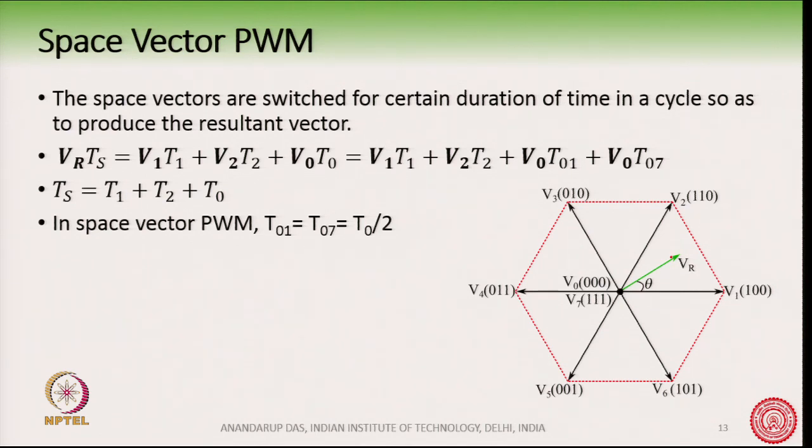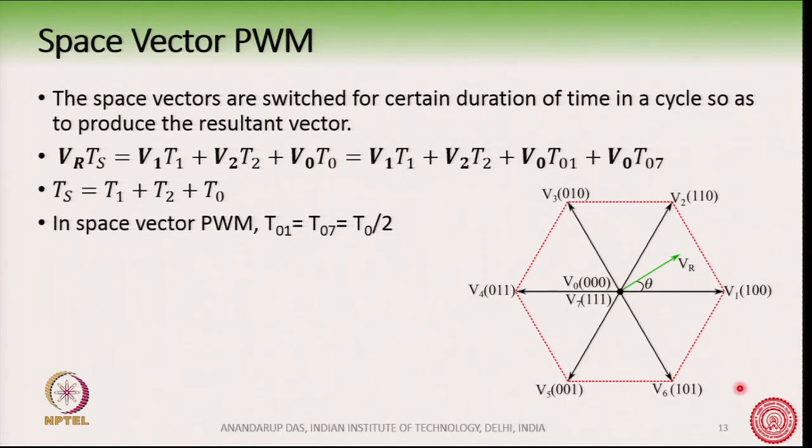During the time Ts, in order to produce this resultant vector, we are switching the 3 nearest vectors which enclose this resultant vector. For example, if this is the resultant vector, we see that it is lying in sector 1. Then V0 or V7, V1 and V2 are the three vectors which enclose this resultant vector Vr. So we will switch these three vectors for a certain duration of time in a switching cycle Ts.